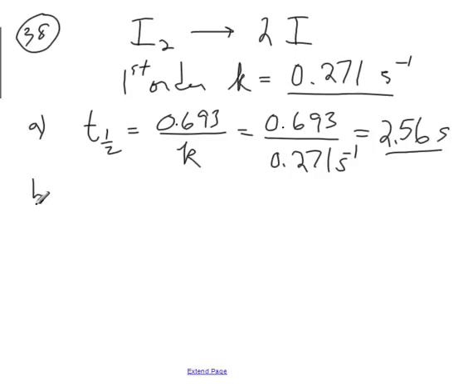Part B, if you start with 0.050 molarity iodine at the same temperature, how much will remain after 5.12 seconds if we assume that the reverse process does not happen? Assume that the atoms of iodine do not recombine back into iodine. Is that a tough question? No.